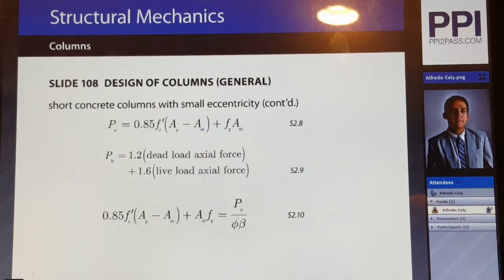And tied columns fail in a relatively brittle manner. Spiral columns, having a better confinement of the core, undergo significant deformation before significant deterioration of the load carrying capacity ensues. The more ductile failure mechanism of a spiral column is illustrated by comparing the phi and the beta factors for the tied and for the spiral columns.